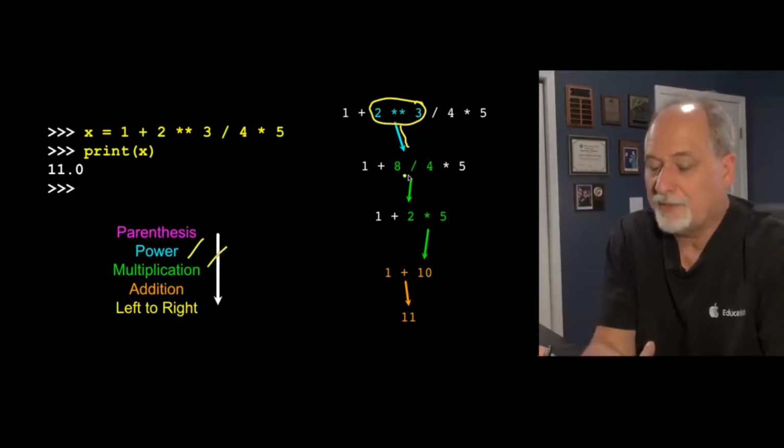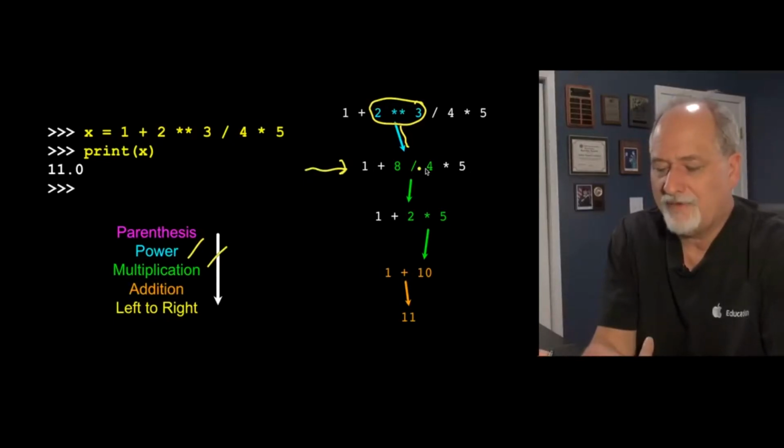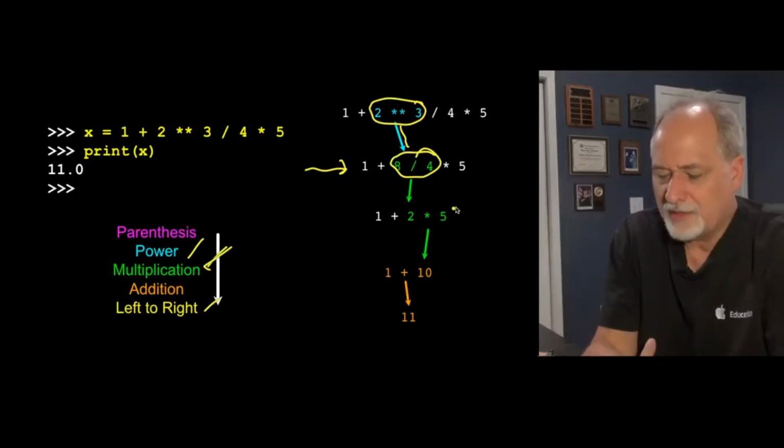The multiplication is what I'm looking for next. And there is both multiplication and division. They're equal. They're at the same level. And so what happens is they're done left to right. 8 divided by 4 happens before 4 times 5. And so the fact that it's not 4 times 5 but instead 8 divided by 4 is because of the left to right rule. So then this gets rewritten to be 1 plus 2 times 5, and this one, multiplication, is the top one, so that is done next.